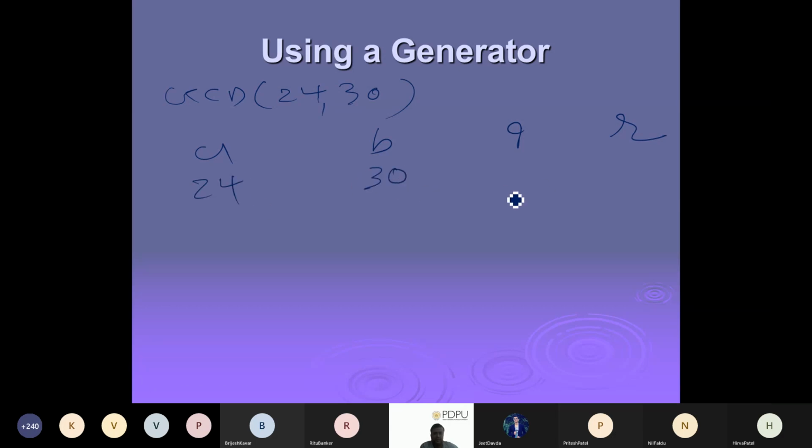Okay, so now when we first do this, what is the quotient and remainder? 0 and 24. Good. The next time, 30.